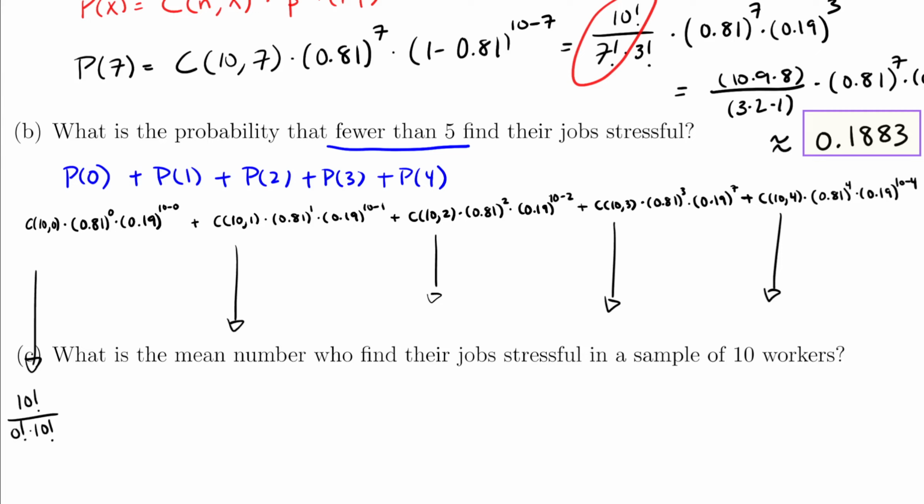We know that combination of 10 choose 0 is 10 factorial over 0 factorial times (10 minus 0) factorial, which is 10 factorial. The 10 factorials cancel and you're left with 1 over 0 factorial. 0 factorial is 1, so this is 1 over 1. So that becomes 1 times 0.81 to the 0 times 0.19. 10 minus 0 is 10. So that's how the first term simplifies.